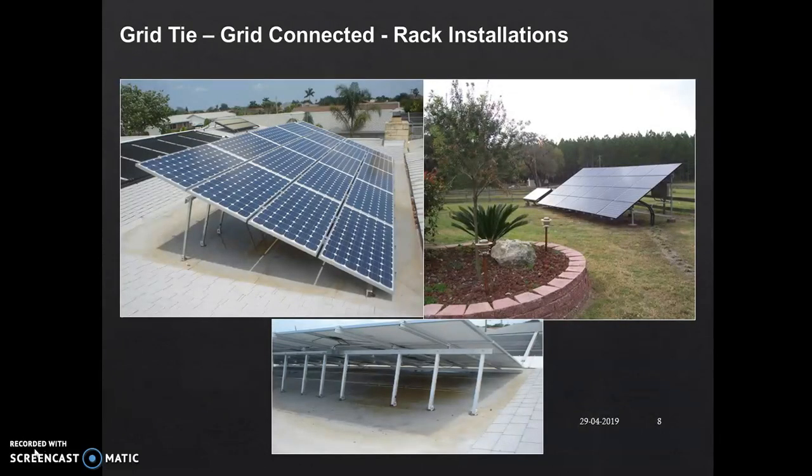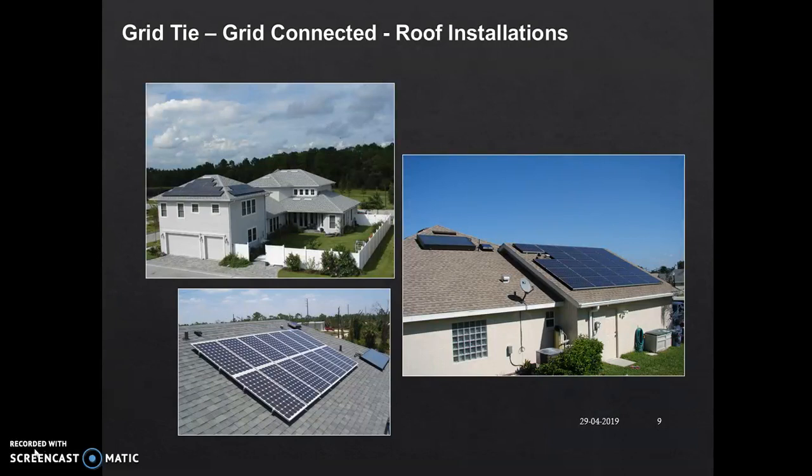This is a rack installation. We can install the modules or the arrays on our rooftop or on the ground, as we can see in this picture. This is a basic roof installation of a grid-tie connected system. We can install this on our house's roof.